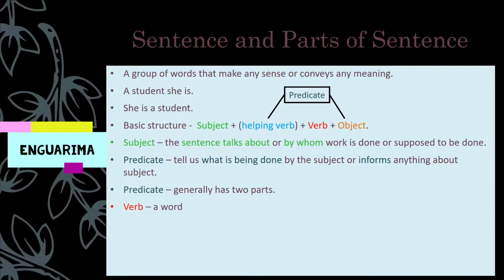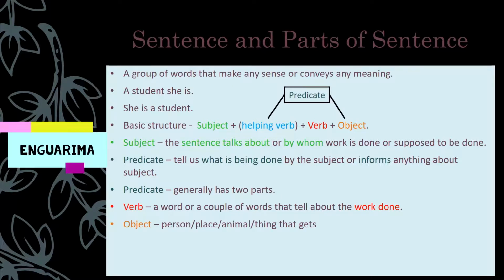Verb is a word or a couple of words that tell us about the work done, what is being done by the subject. Then comes the object. Object is a person, place, animal or a thing that gets affected by the work done by the subject. This effect can be indirect or direct. We'll see that later. Let's see some examples to understand this concept better.